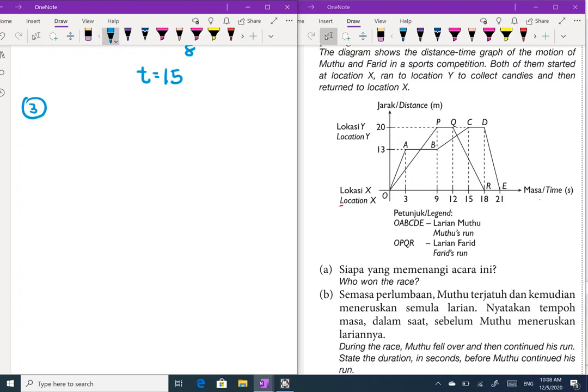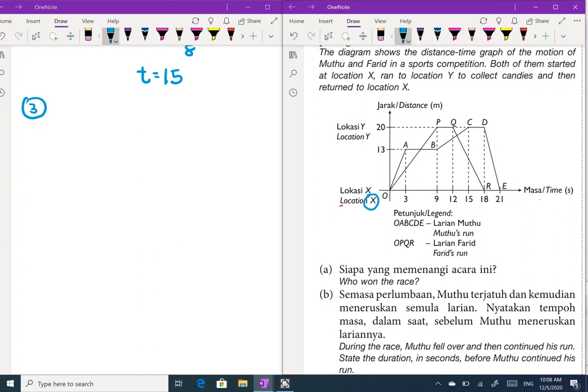Muthu and Farid in a sport competition, both of them start at location X and run through Y, then collect candies and then return back to X again. Okay, so now we see O A B C D E. This is Muthu. So another OPQR. OPQR is Farid.